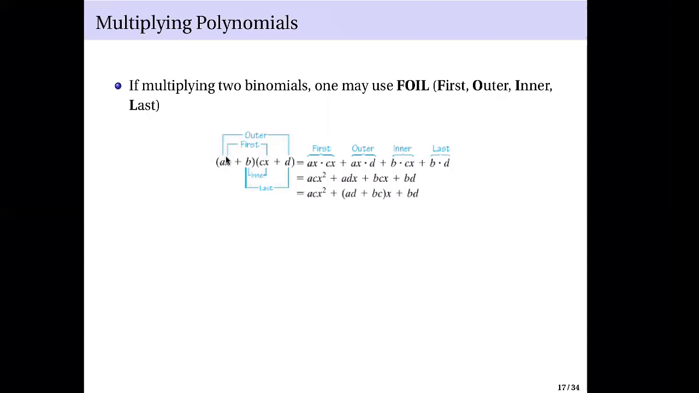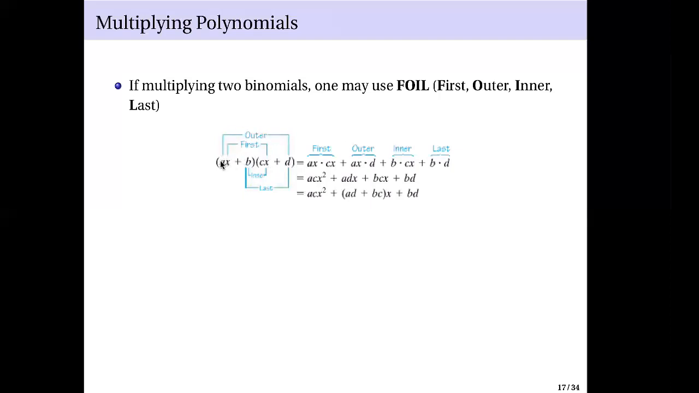First means you have the first terms. In this product, you have ax and cx. Those are the first terms. The outer means the terms in the outer brackets: ax in the first factor and d in the second factor, so they are on the outside when you write the product this way. The inner are the ones inside, the other terms in the product. And the last are the last terms of each factor: in this factor you have b, and in the other factor you have d.